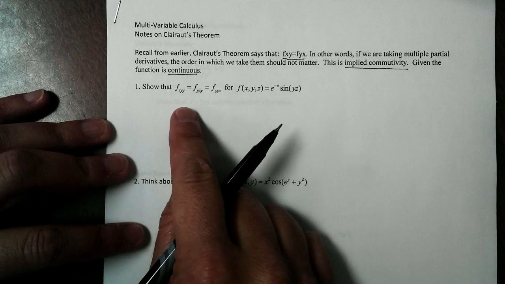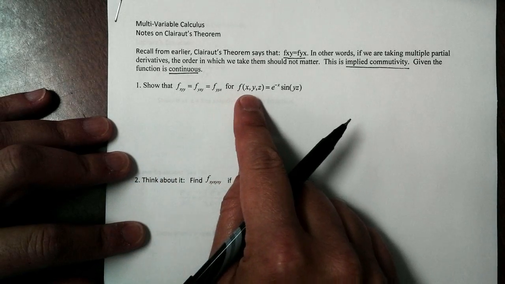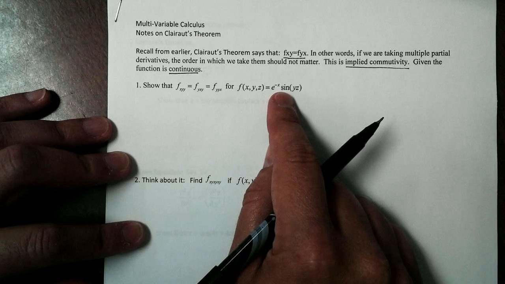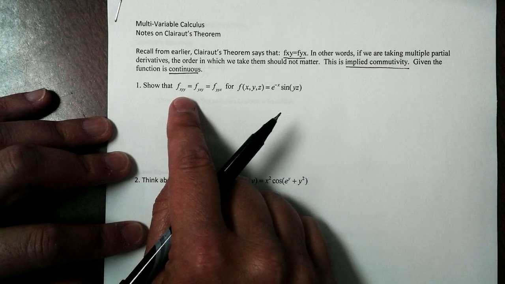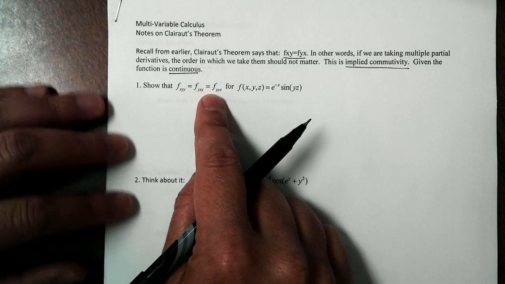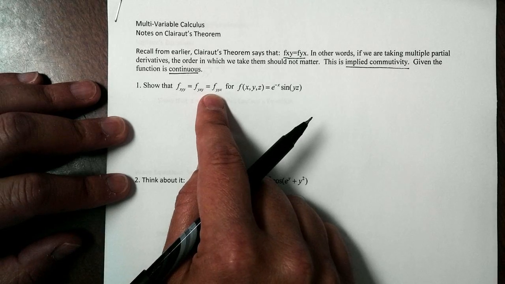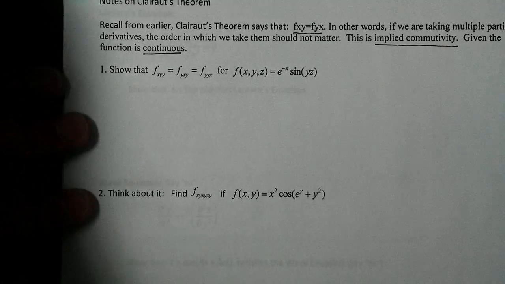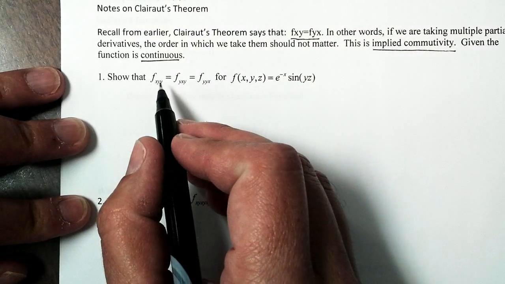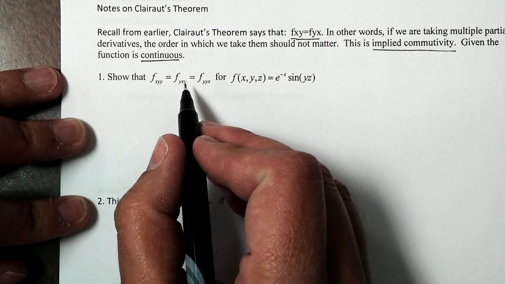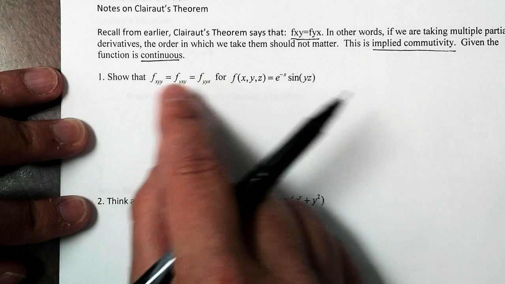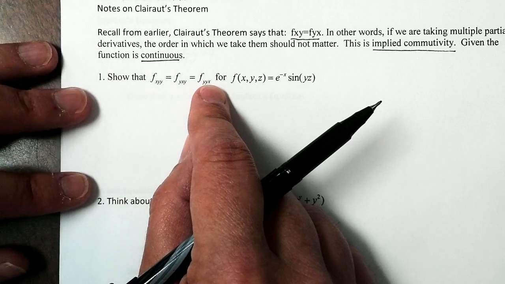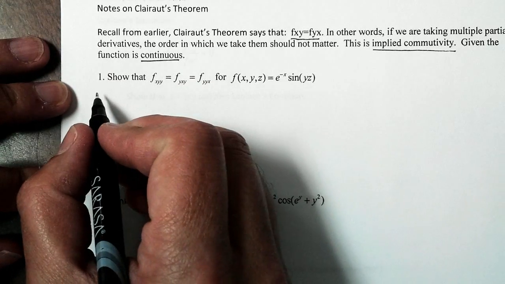So let's see here. We're given this function f of x, y, z as e to the negative x sine yz, and we're asked to show that all of these partials are indeed equal to each other. And this isn't very fun, but one thing I want you to notice is that when we're taking the derivatives, it's the partial of x, y, y, y, x, y, y, y, x. What I want you to notice is that they all have the same number of partials with respect to y, and the same number of partials with respect to x. So let's take a look at the first one.